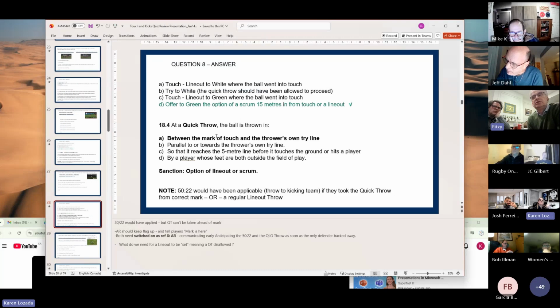Yeah. So there are specific. So if you want to look at, I have it on screen. Yeah, 18-4. Okay. Oh, 18-4. We got it wrong because the free kick should have been the option.